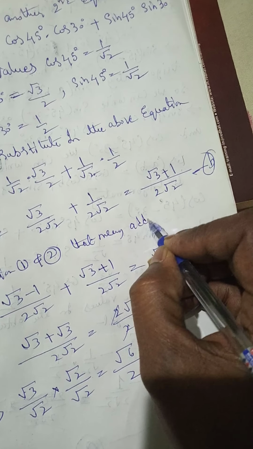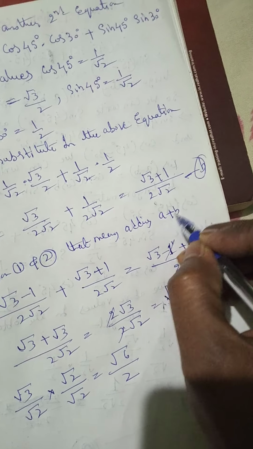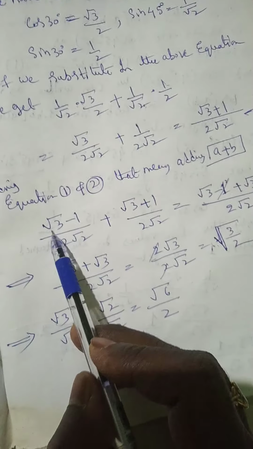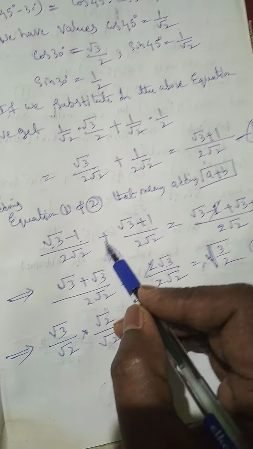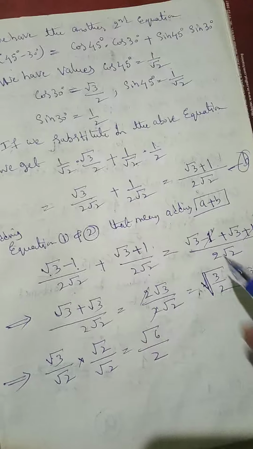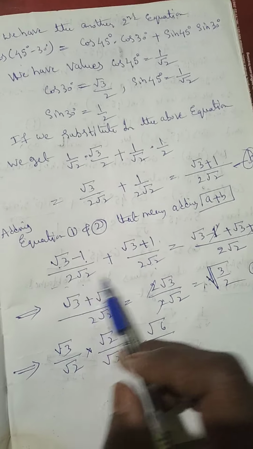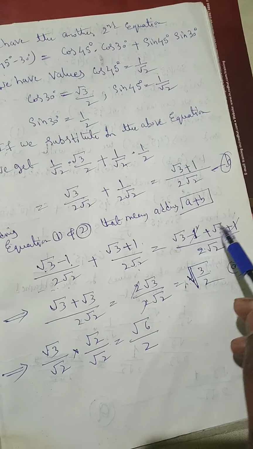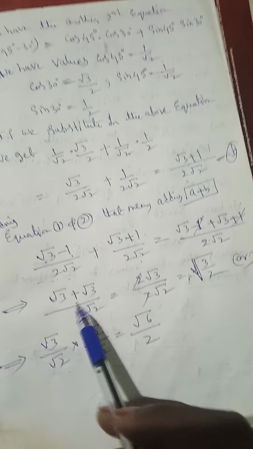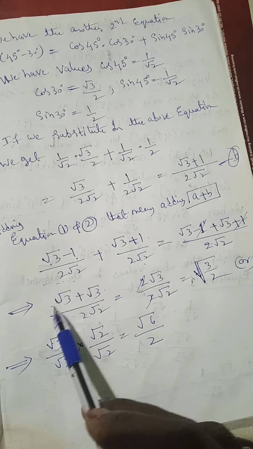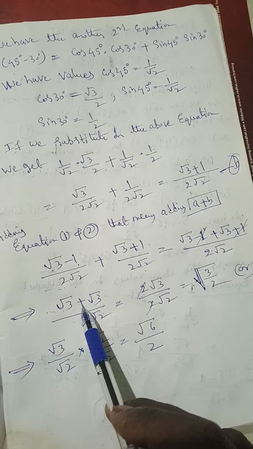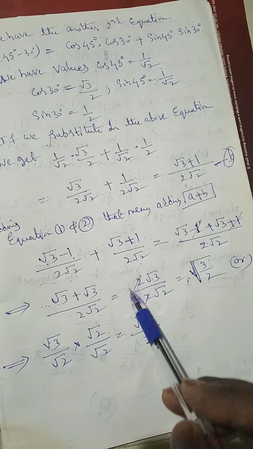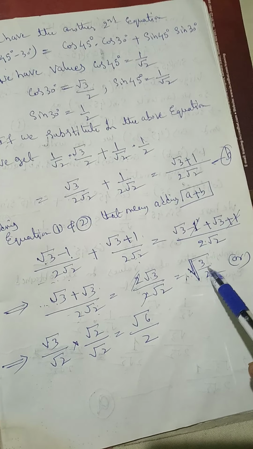that means adding a plus b, we get root 3 minus 1 by 2 root 2 plus root 3 plus 1 by 2 root 2. By solving this, because the common denominator is 2 root 2, the minus 1 and plus 1 get cancelled, so root 3 plus root 3 by 2 root 2. This is 2 root 3 by 2 root 2, the 2 gets cancelled, giving root 3 by root 2.